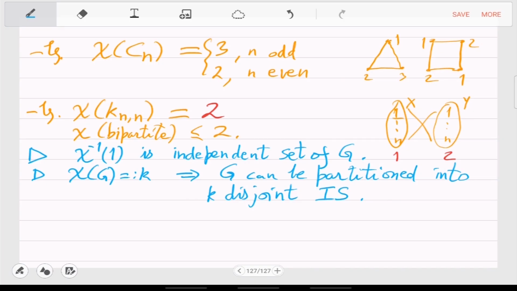How about the converse of this statement? If you partition the graph into K independent sets, can you say that you can color with K colors? Yeah, so we can make it less than or equal to. And based on that, you can get the converse. Right? So coloring is equivalent to actually partitioning into disjoint independent sets.